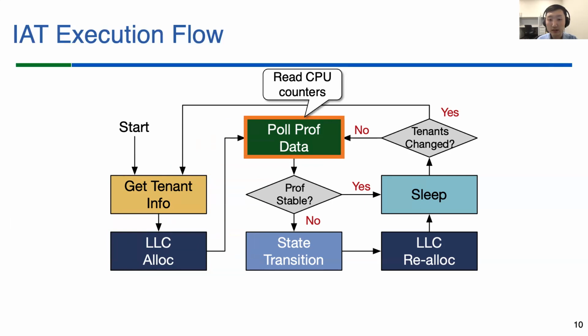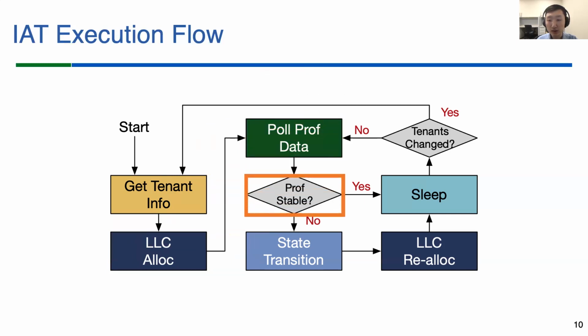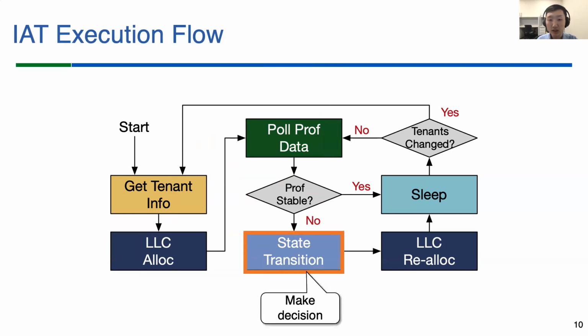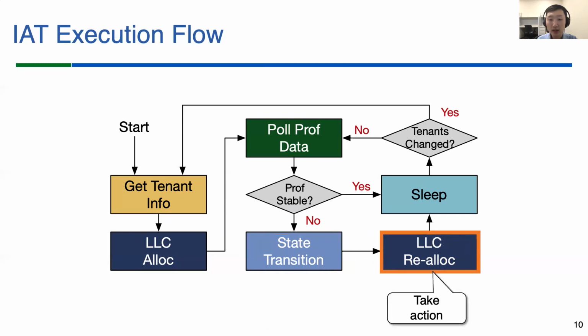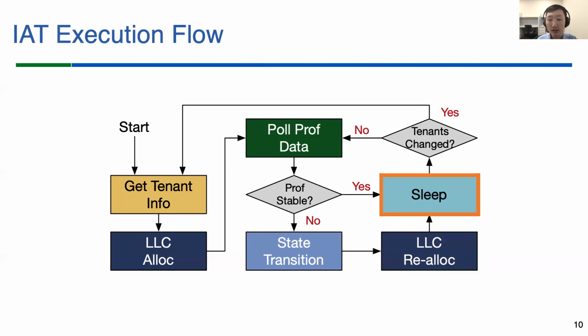from hardware counters. These values will be compared against those collected in the previous iteration. If the difference exceeds a certain threshold, we move to the state transition step. In state transition step, we determine the system status based on the collected performance data and take corresponding actions in the LLC Re-alloc step. IAT will sleep for a while to let the LLC allocation take effect. The specific interval length is a configurable variable.